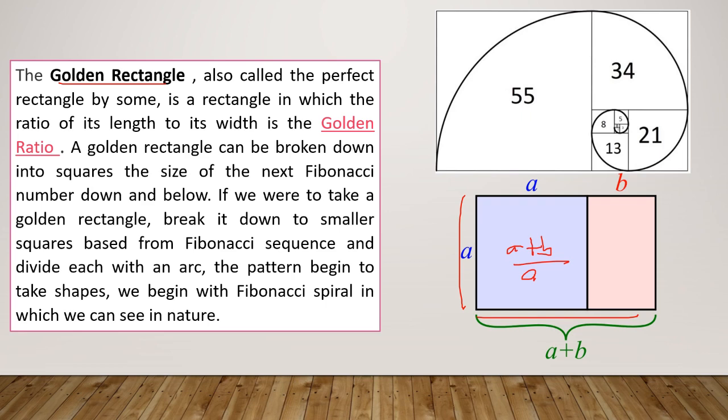We begin with the Fibonacci spiral, which we can see in nature. So this is the example of it, in which this small square has 1 as the measurement of its length. Okay, and then this square has 3 as the dimension of the side. Then this one is 5. Then this one is 8. Then this one is 13. Then 21, 34, and 55. So this is just an example of a golden rectangle where we can see the Fibonacci sequence.